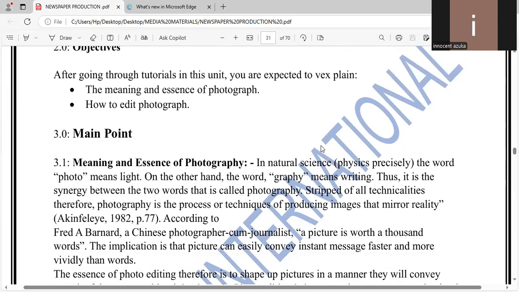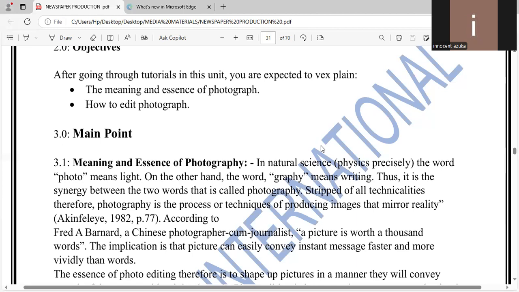So in the natural sense, the word photo means light in natural science. On the other hand, the word graphic means writing. Thus, it is a synergy between two words, that is photography.